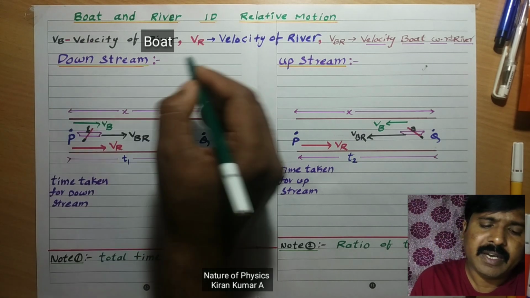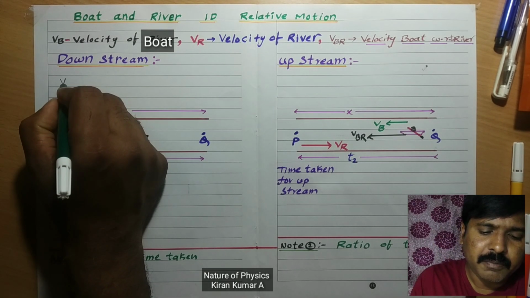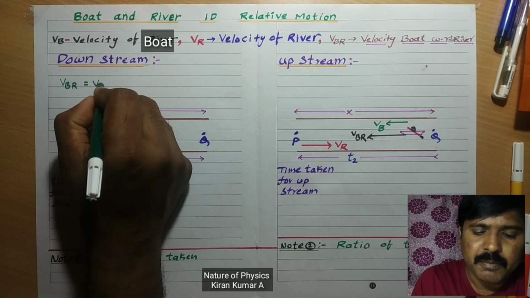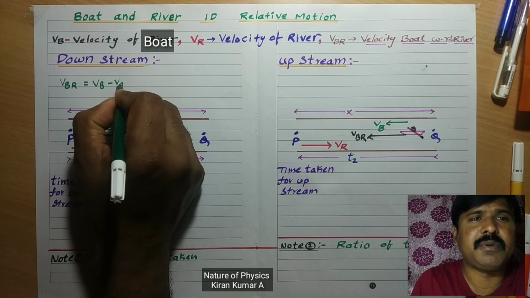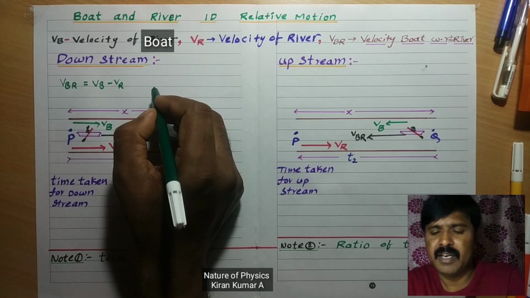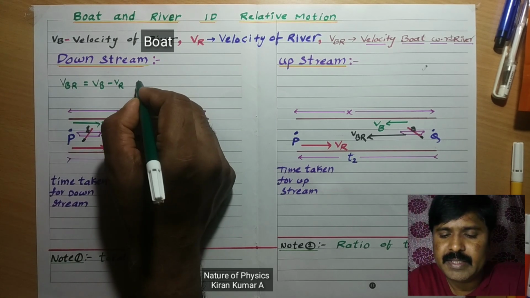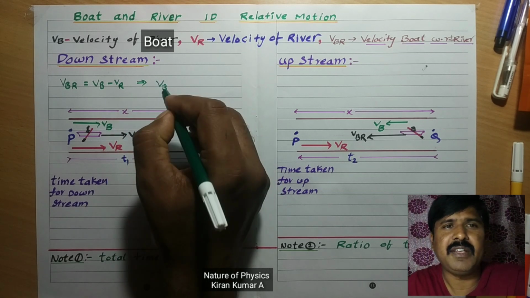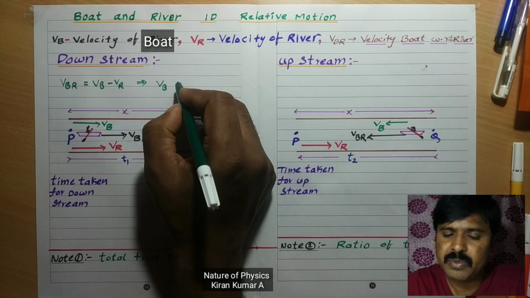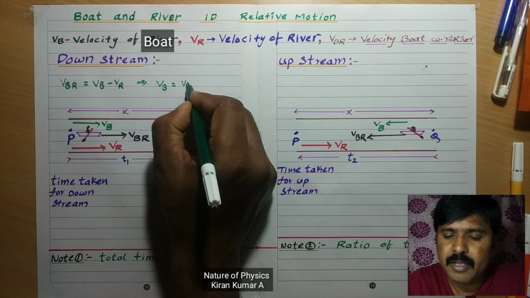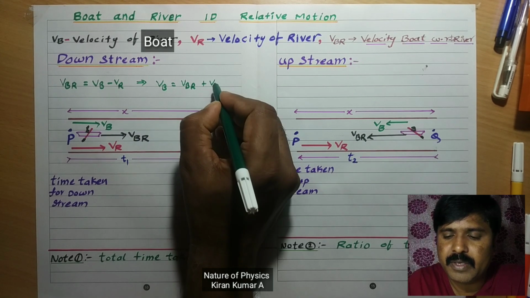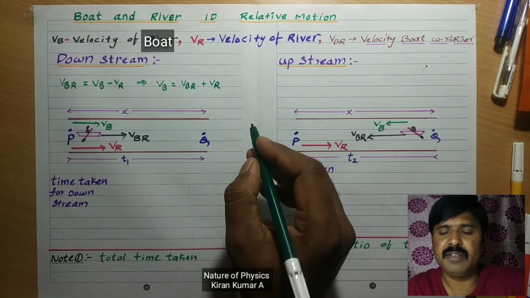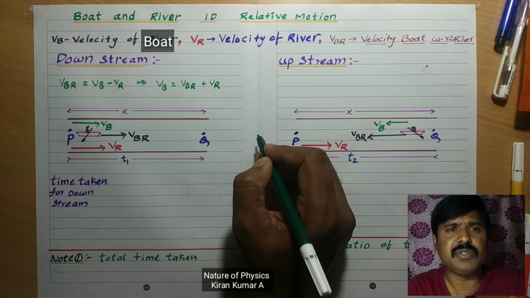Now we can write Vbr equals Vb minus Vr. Then the velocity of the boat Vb equals Vbr plus Vr. In the downstream case, boat and river are both moving along the same direction.